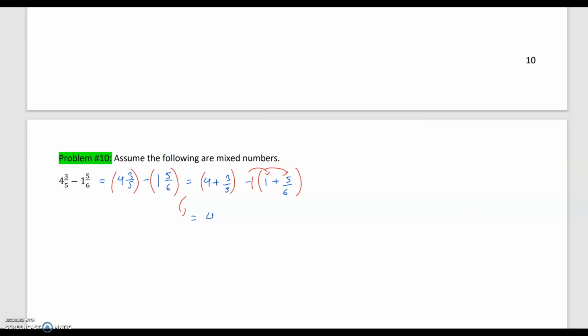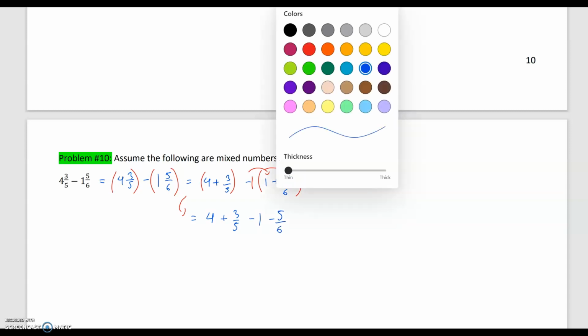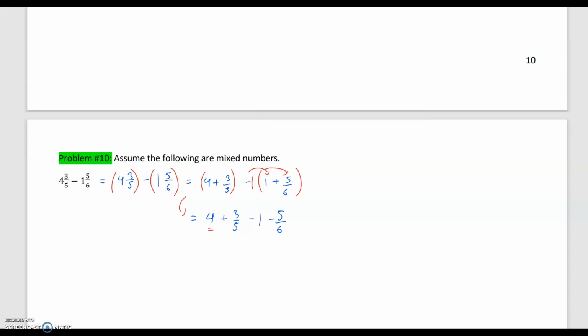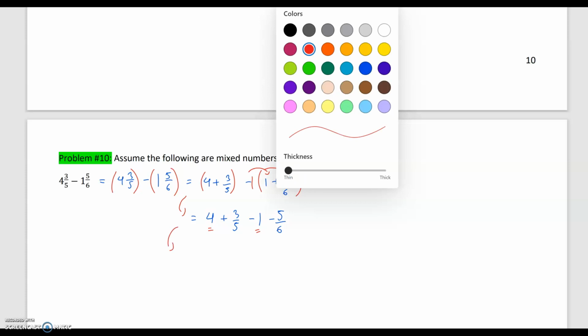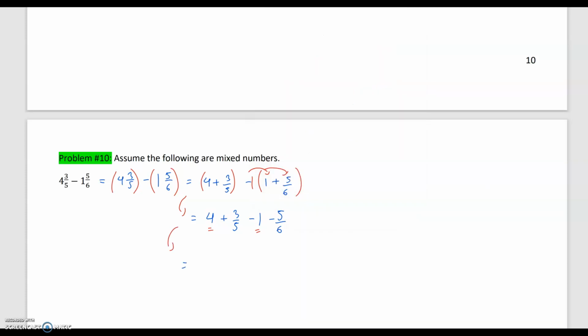This is equivalent to 4 3/5. The first number, we can just drop the parentheses and then rewrite this as minus 1 minus 5/6. And then let me combine the actual integers here. We're just rewriting them as, well, 4 minus 1 is 3. This will be 3 plus 3/5 minus 5/6, or 3/1.